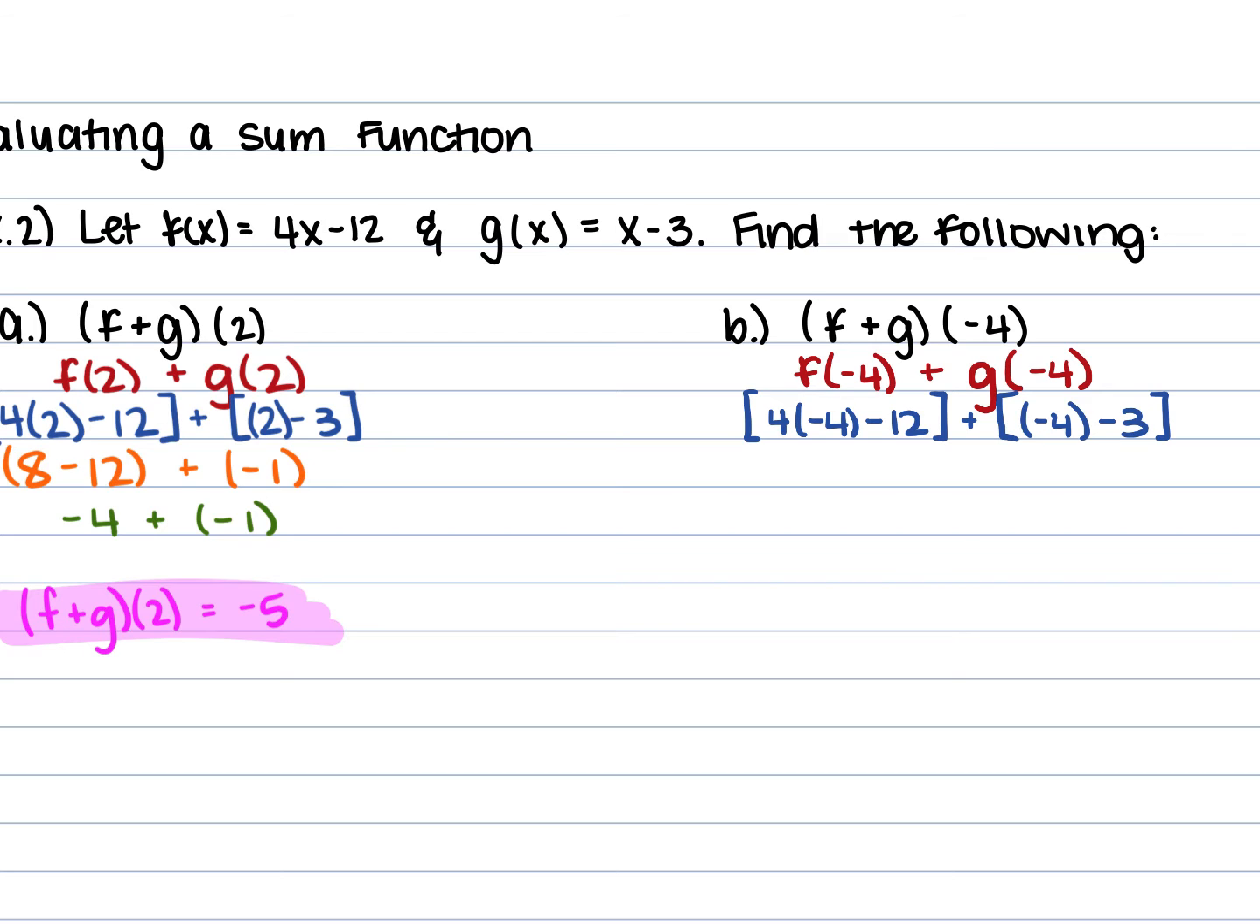The negative 4 times 4 gives us a negative 16 minus 12 in the first set of brackets. And the negative 4 minus 3 is a negative 7. From here, the negative 16 minus 12 gives us a negative 28. If we add the negative 7 to that, it gives us a negative 35. So f plus g of negative 4 is equal to negative 35.